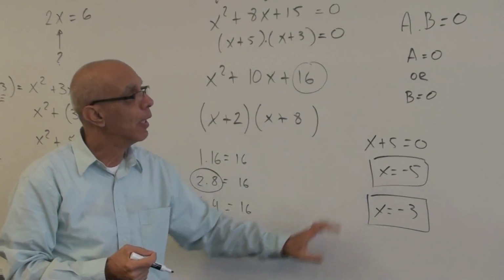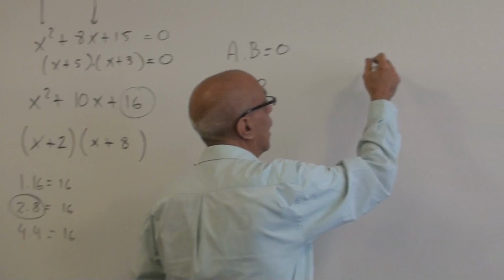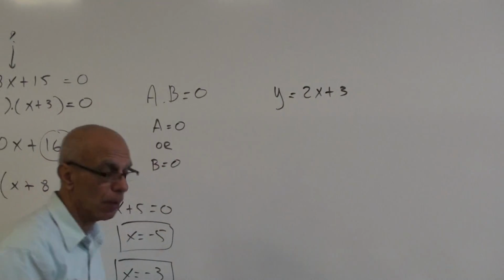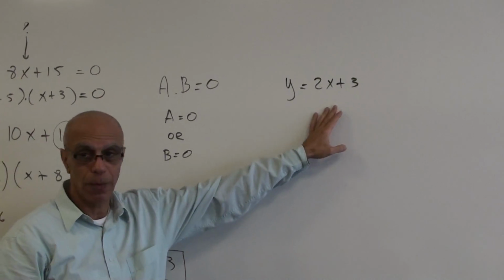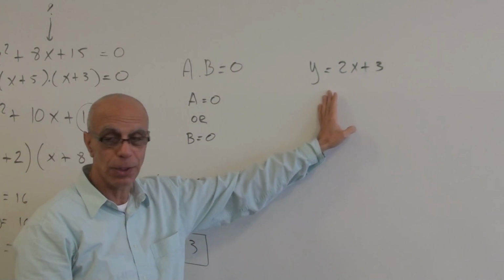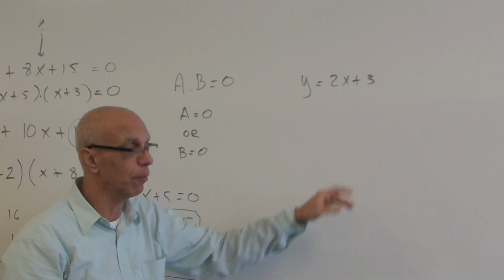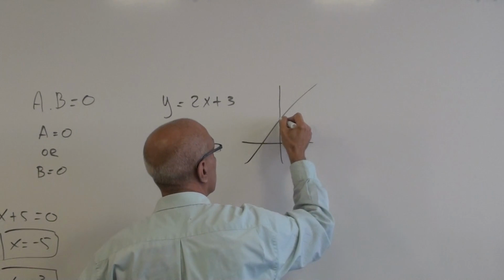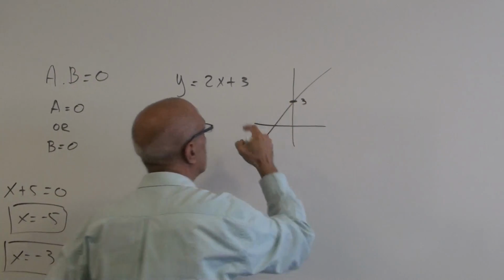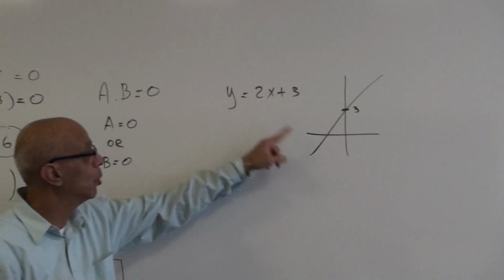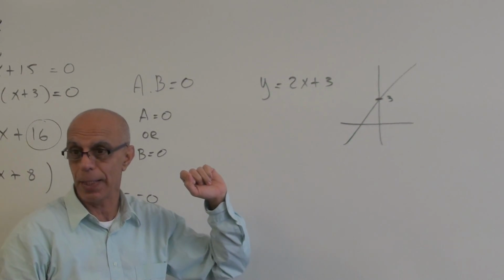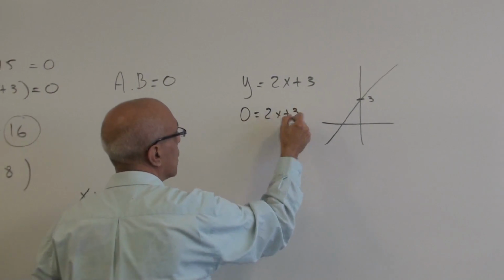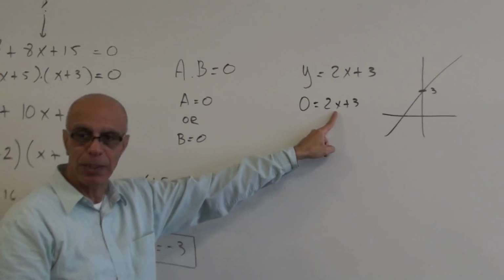Okay? When I write something like this, let's say I have y equals 2x plus 3. This is a linear equation, right? The equation has 2 variables. I can graph that. If I graph that, it's going to look something like this. And here is the y-intercept, and 2 is the slope. We know all of that. When I make y equal to 0, it's going to be 2x plus 3 equals 0. What is the value of x?